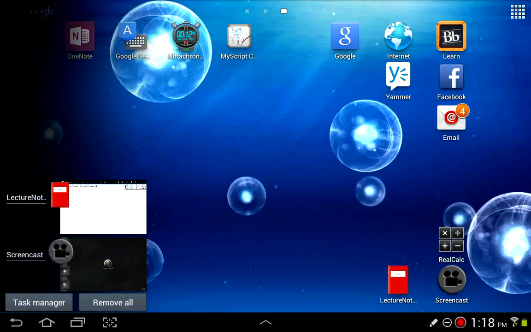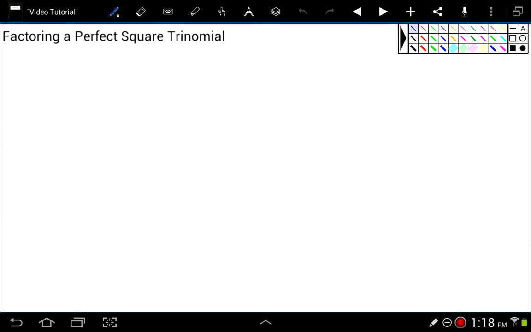Let's look at factoring what we call a perfect square trinomial. Before we do that, I want to help you remember a couple things. So recall number one here.